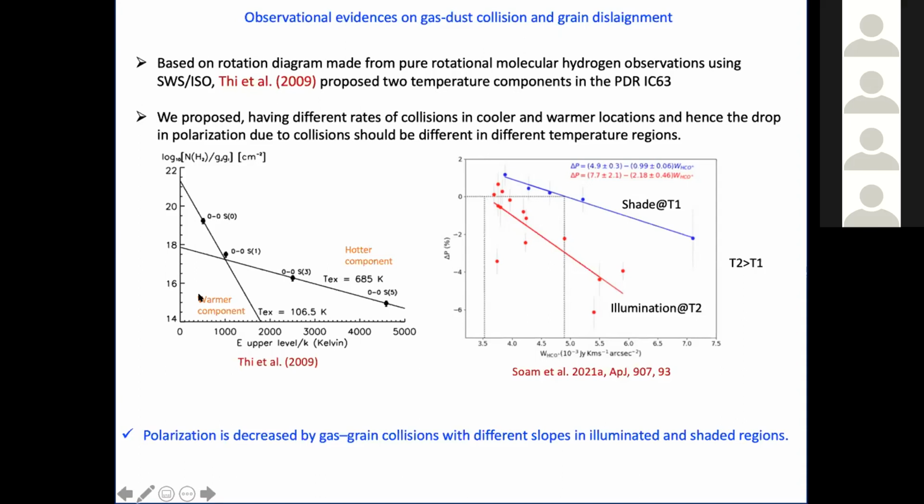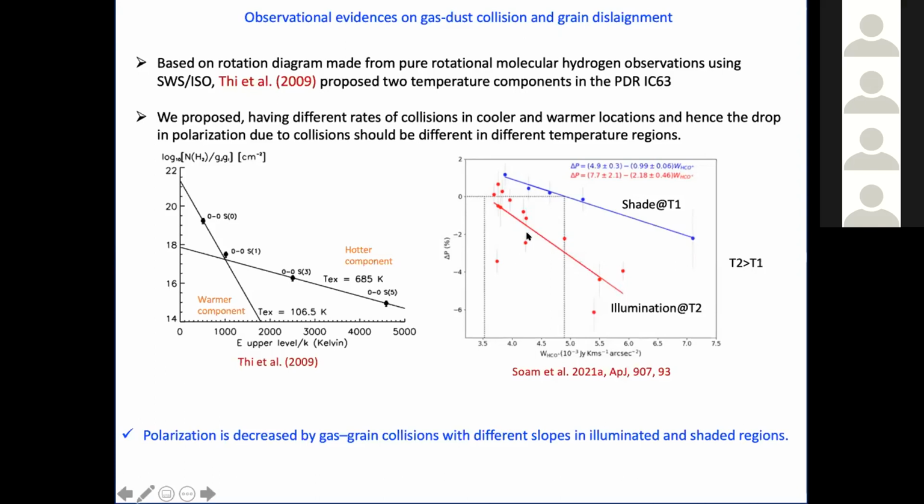So we thought that if there are two temperature components in this nebula, maybe the hotter population and the warmer population may have different slopes, or different distributions of the drop in polarization with the intensity of HCO+ gas. And we do see a steeper drop in the polarization. Delta P here is the difference between the measured polarization and the mean polarization in this nebula.